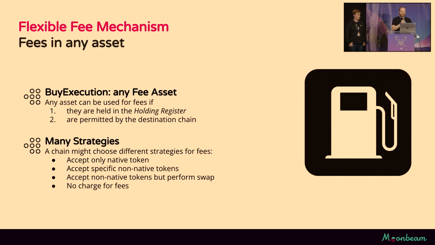XCM supports a very flexible fee mechanism. Fees can be sent in just about any asset, so long as those assets can be held in the holding register and are permitted by the destination chain. This can give rise to many different fee strategies, including accepting only the native token for fee payment. This is essentially how most blockchains work today and is the safest thing to do. They could accept specific non-native tokens, presumably ones which are expected to hold their value over time. They could accept non-native tokens but perform a swap first before paying fees, or perhaps charge no fees at all. This might be the case for a project which has multiple parachains that need to talk to each other.